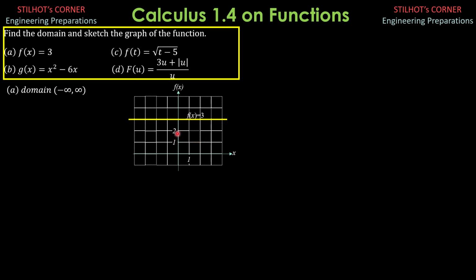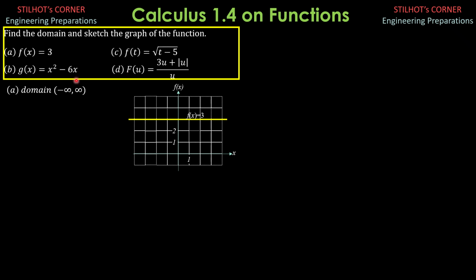So 1, 2, 3. This is the origin. So it is 3 units above the x-axis. So that's why its graph is f of x equals 3. And you can set any value of x from negative infinity to positive infinity. The value of the function is always 3.